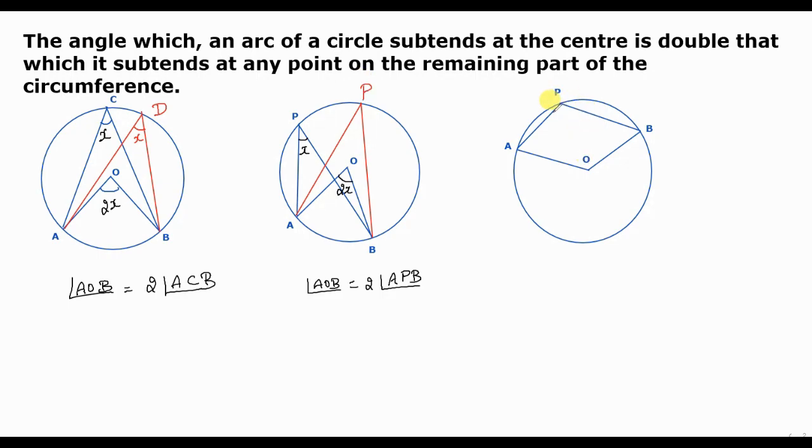Suppose here it is x, then on this side the reflex angle AOB will be equal to 2x. That is, reflex angle AOB will be equal to 2 into angle APB. In simple words, the statement can be said like this: the angle at the center will be twice the angle at the circumference.